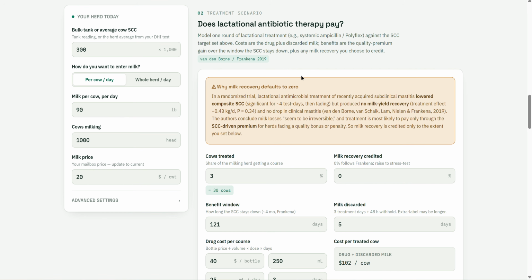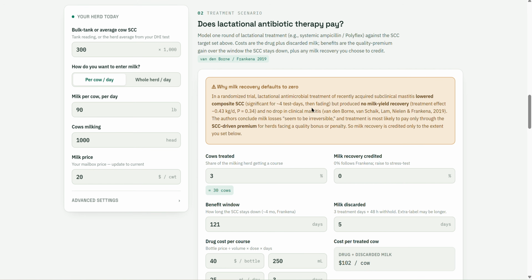It models 1 round of treatment, for example, systemic ampicillin, against the SCC target you set above. A note at the top explains why milk recovery defaults to 0. In a randomized trial by Van den Born, Frankena and co-authors in 2019, lactational antimicrobial treatment lowered composite SCC for roughly 4 test days before the effect faded, but produced no recovery in milk yield and no reduction in clinical mastitis. Because of that finding, the tool credits milk recovery only to the extent you choose.